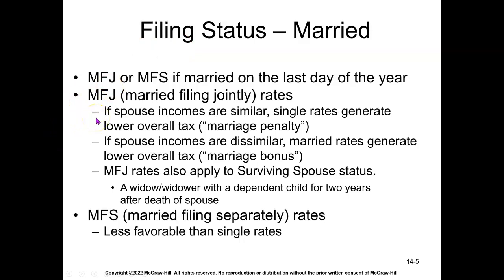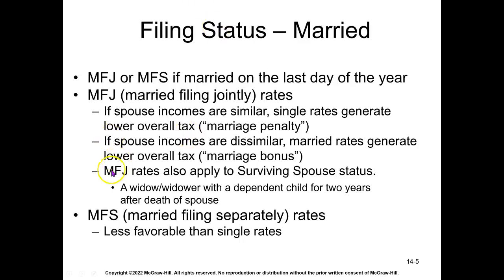This means if your spouses' incomes are similar, single rates generate lower overall tax. That's what they're talking about with the marriage penalty. In other words, what I take from this is, if the taxpayer is married, you have the option of being married filing jointly or married filing separately. There may be some situations where being separate is going to give you a better tax return. Most of the time, it's going to be married filing jointly, but there are a few occasions. That's a decision that taxpayers can make. You could be married filing jointly 1 year and married filing separately another year.